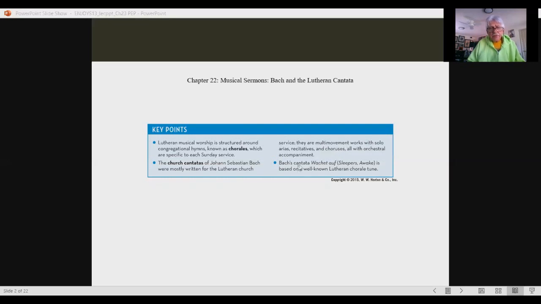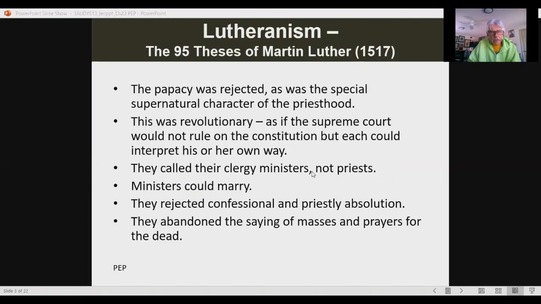And we're going to sample music from Bach's cantata Wachet auf, which translates to Sleepers Awake. And he wrote several hundred cantatas, we'll see. Just to compare and point out some things about Lutheranism from Martin Luther, remember he wrote the 95 Theses, or at least posted them in 1517, which instigated the start of the Lutheran religion.